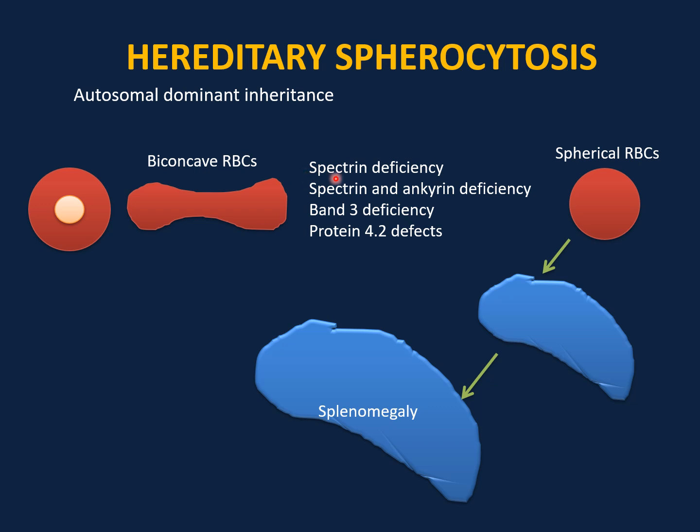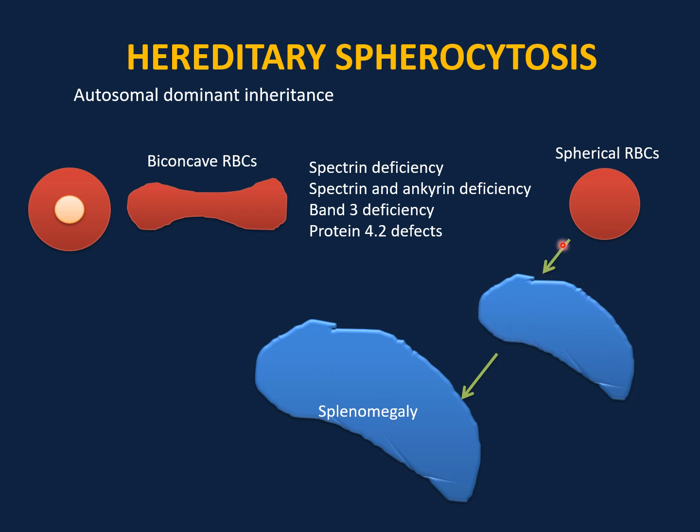This can be because of spectrin deficiency, spectrin and ankyrin deficiency together, band 3 deficiency, or a protein 4.2 defect. So if the cell becomes spherical, the membrane is weaker, and when these cells go to the spleen, the spleen will break them with extravascular hemolysis, and the spleen will keep getting larger.